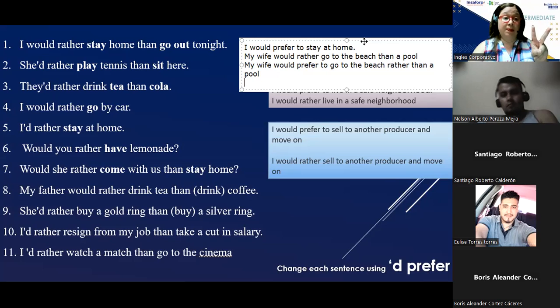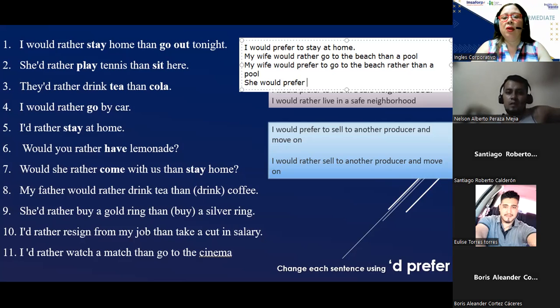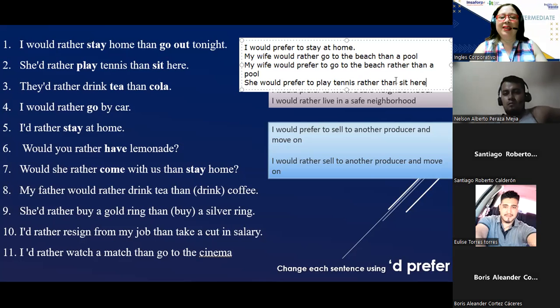She'd have two options. She would. She'd. I say she'd. Okay. Yes, no problem. No, prefer to play. She'd prefer to play tennis. Rather sit here. Rather than sit here. Yes, we can use also to sit here, to sit here instead of than. Okay.